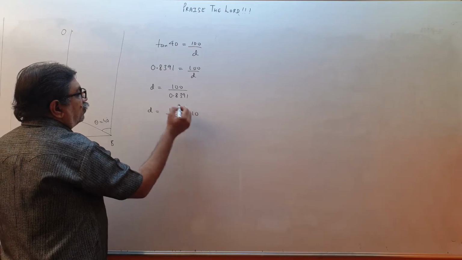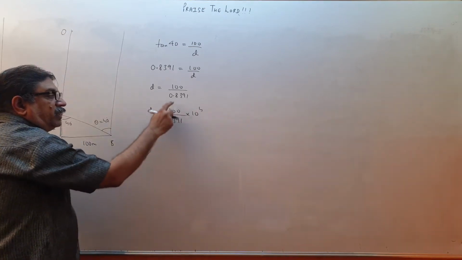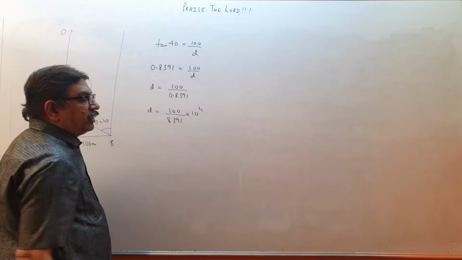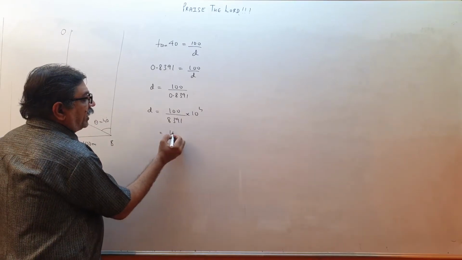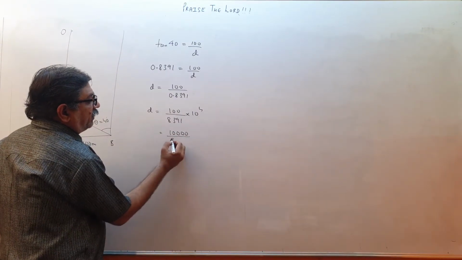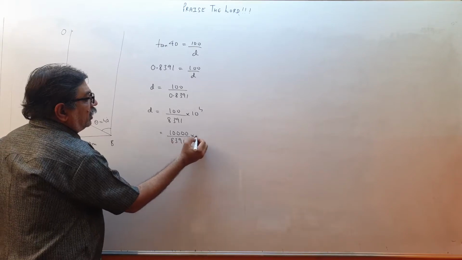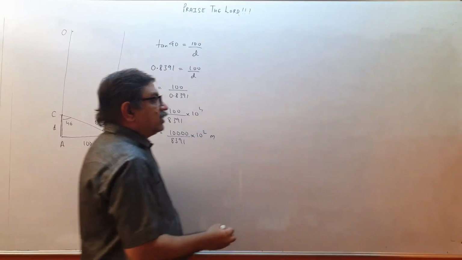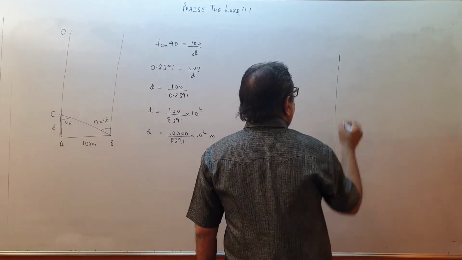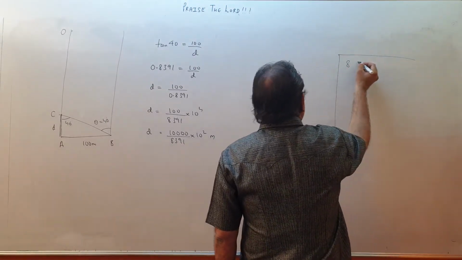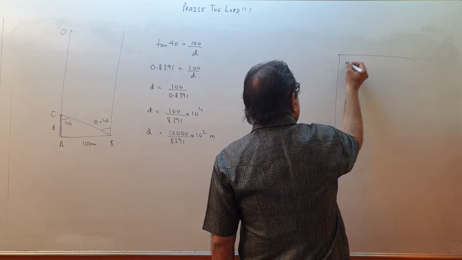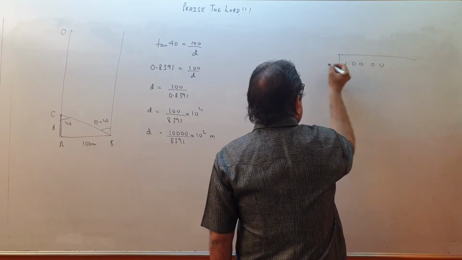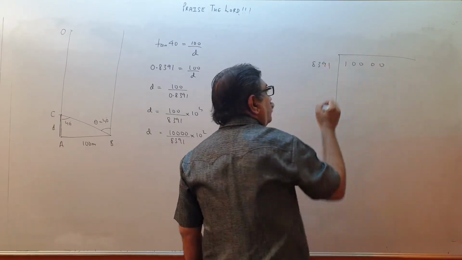So D is 100 upon 8391 into 10 raised to minus 4, it becomes 10 raised to 4. And then we can write 10,000, so that we can divide by 8391 into 10 square. This much is the distance in meter. Now let us divide 10,000 by 8391. See children, 10,000 we have to divide by 8391.